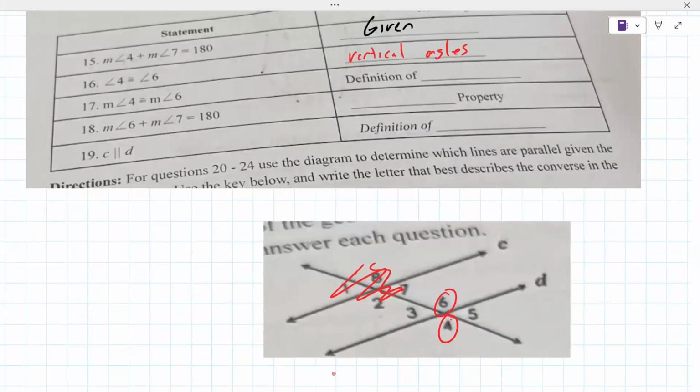Now, some instructors are really picky. They want correct spelling. They want you to say vertical angles are congruent. They want you to say definition of vertical angles are congruent. Where does your teacher stand? Are they pretty particular or do they not care?